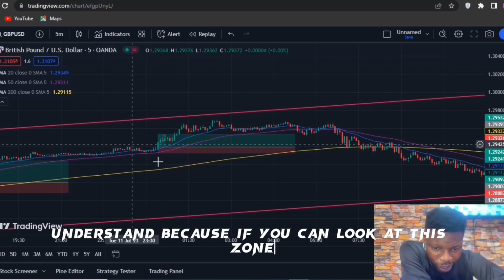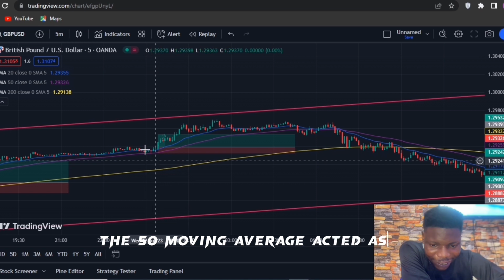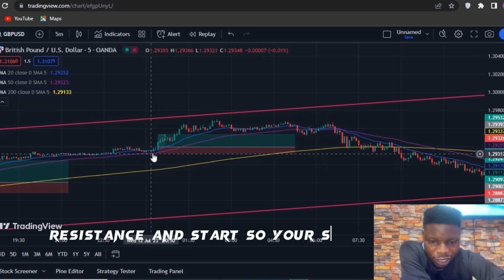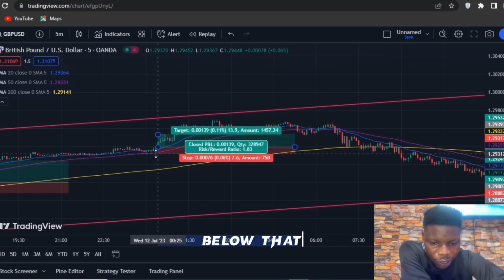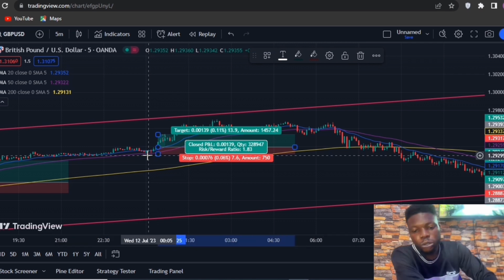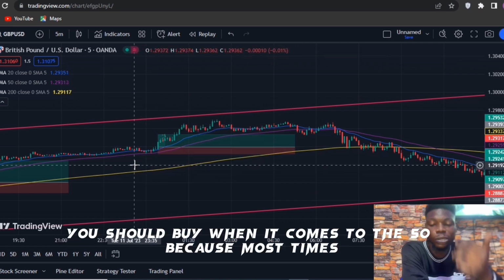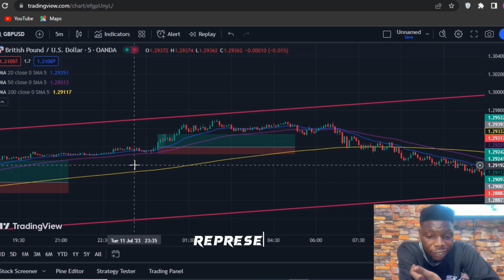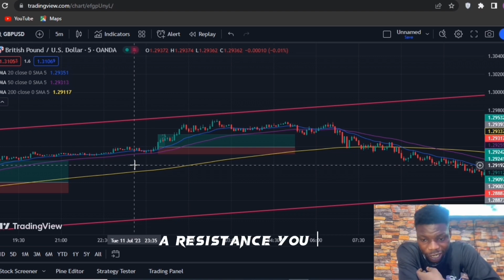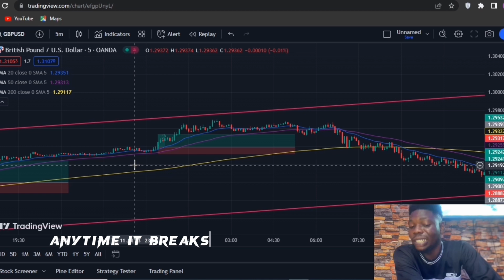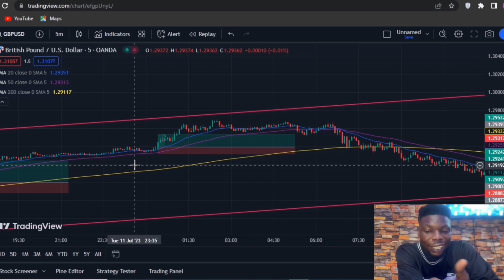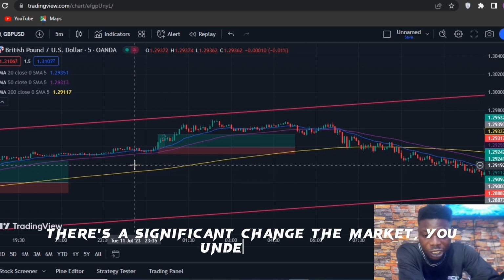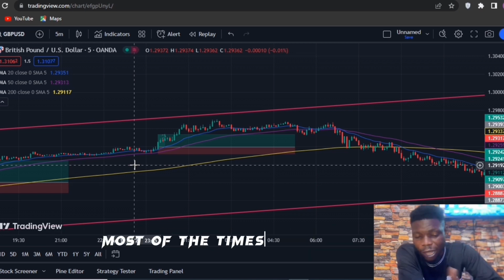Because if you look at this zone, the 50 moving average acted as a resistance, understand? So your stop loss will be below that. I think that is most times. That's why I told you you should buy when it comes to the 50, because most times the 50 moving average represents a resistance. Anytime it breaks that area, just know maybe there's a significant change in the market, and most of the times you'll be right.